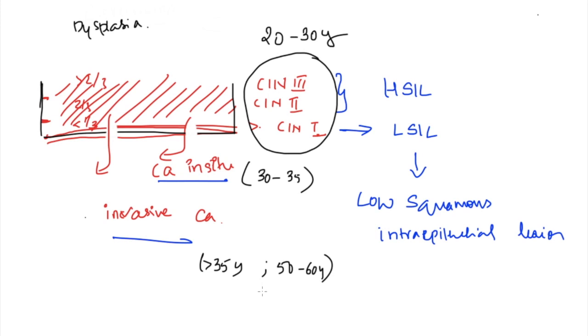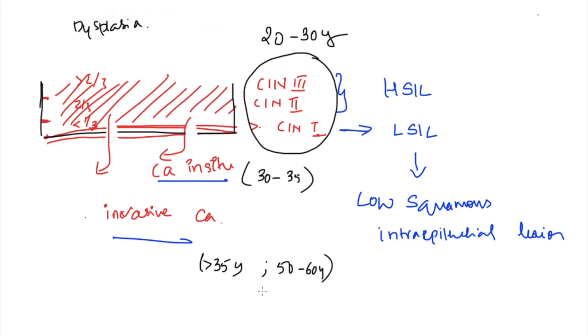Okay, CIN1, 2, 3. Basically, the incidence of the intraepithelial lesion is common between the age group of 20 to 30 years. In situ is 30 to 35 years, and invasive will be about 35 years. It has a bimodal peak. It is also increased between the age group of 50 to 60 years.